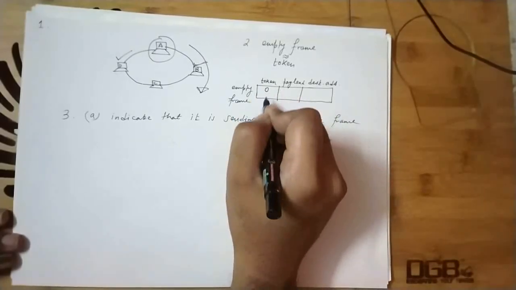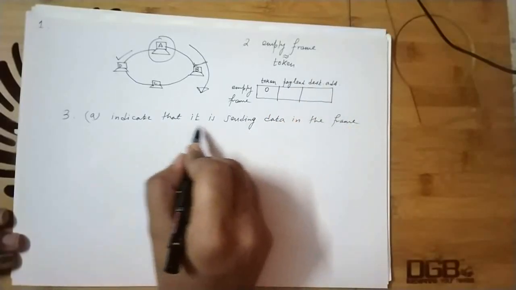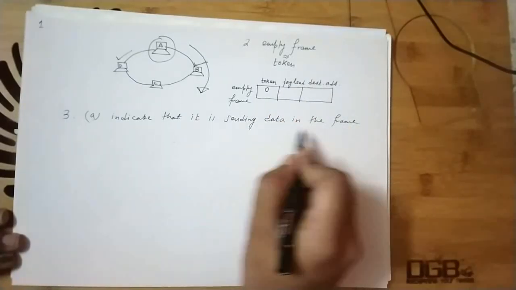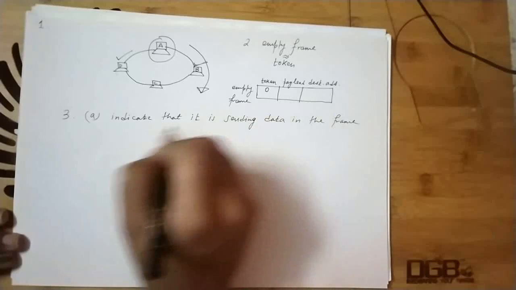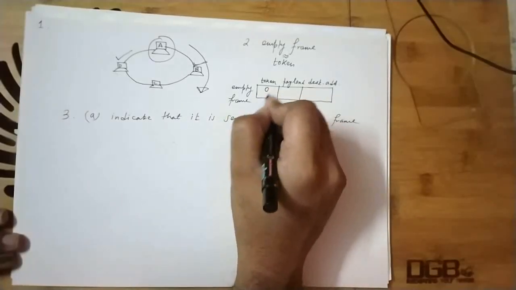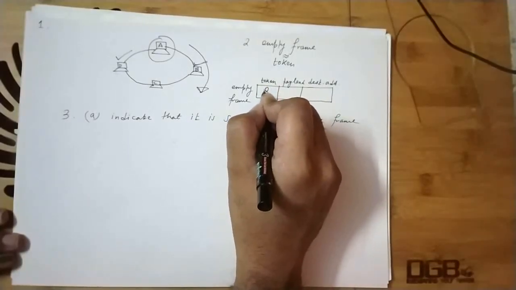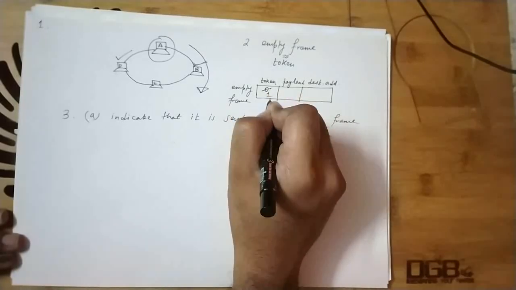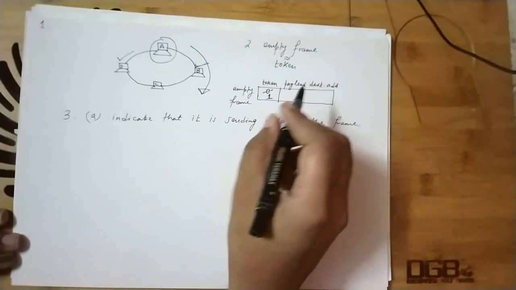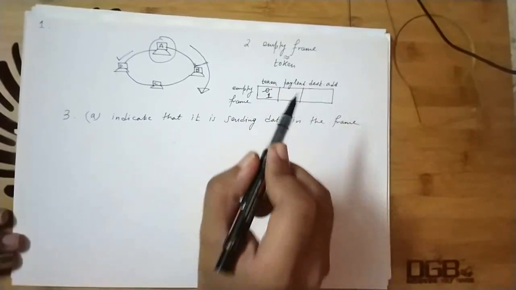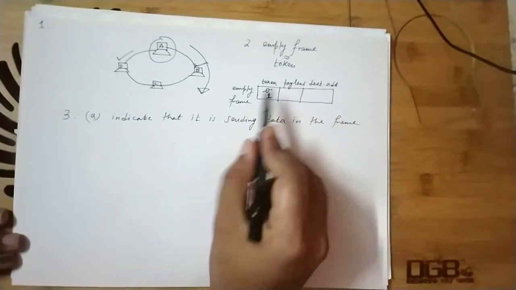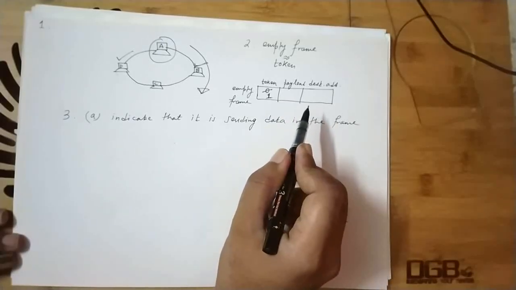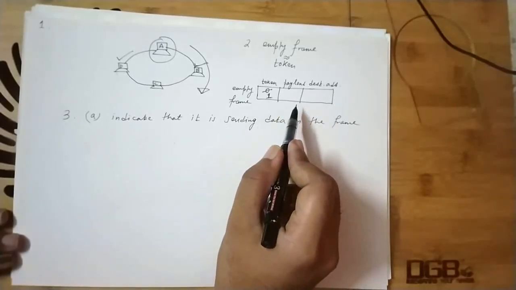A station wants to transmit. What will it do? The first thing it will do is indicate that it is sending data in the frame. One way of doing it is to simply flip the bit present in the token field, so it will change this 0 to 1. The moment it does this, the other stations, once they get hold of the frame, will understand that this token has now been captured, and if they want to transmit data, they have to wait.